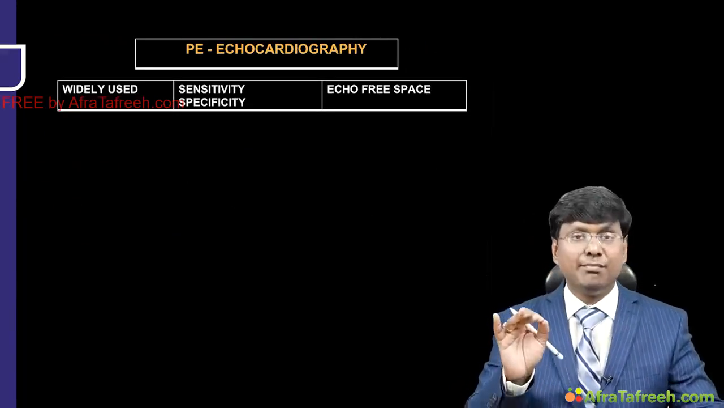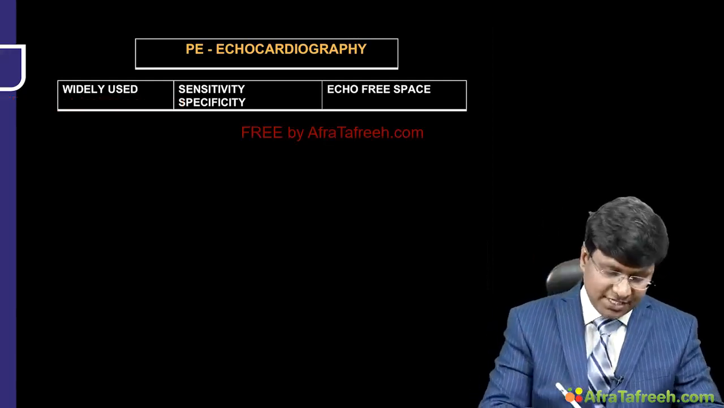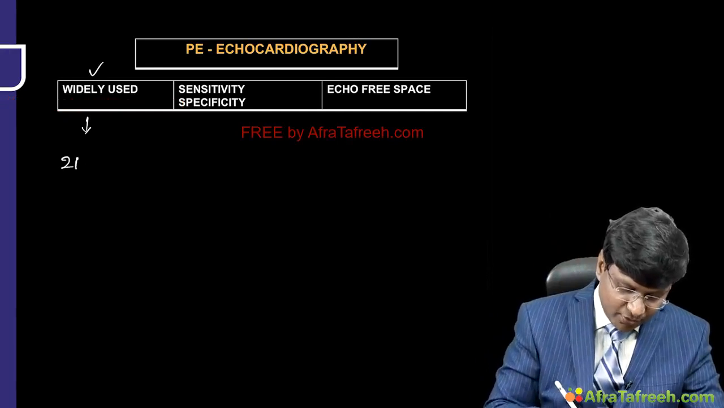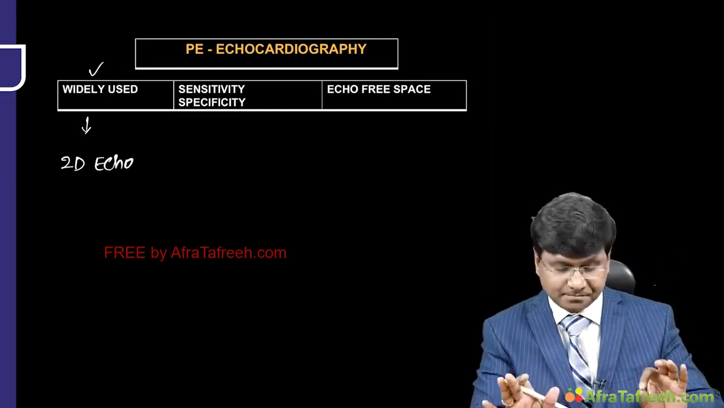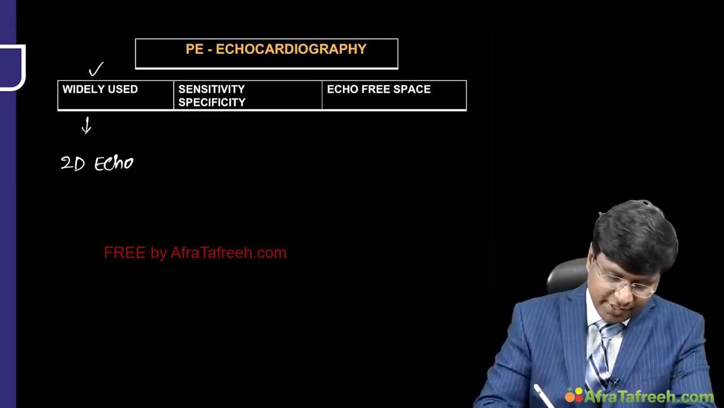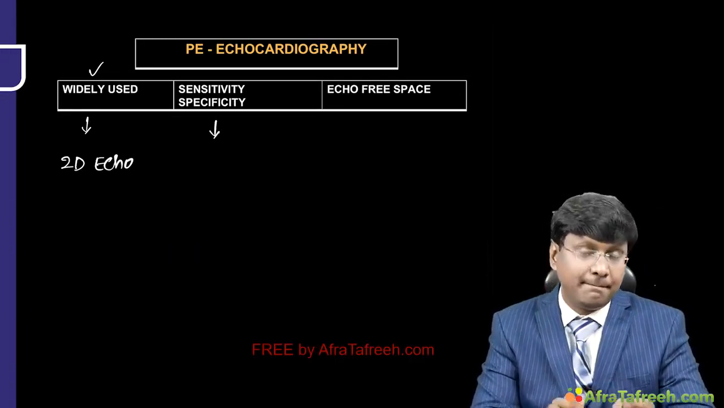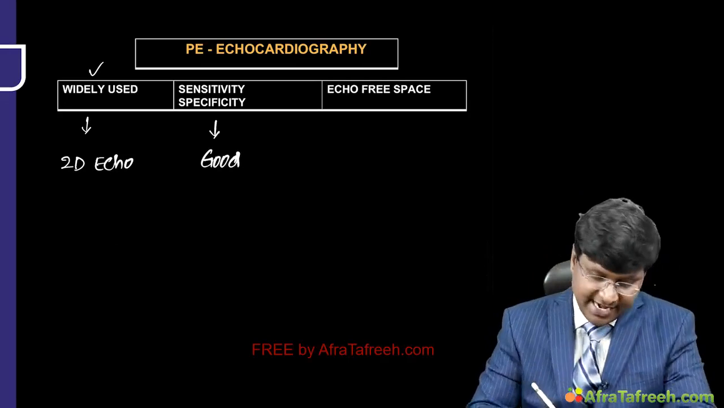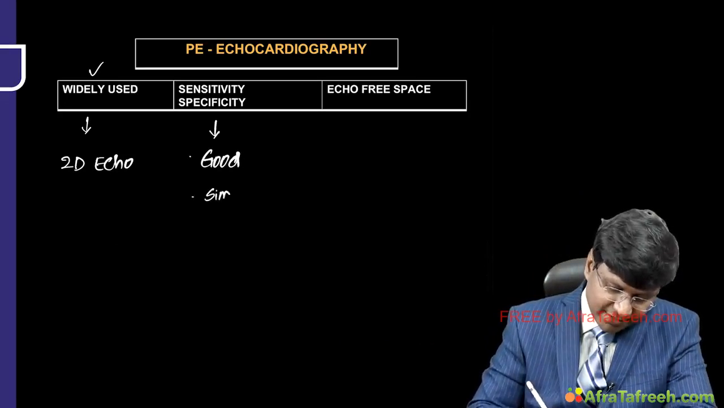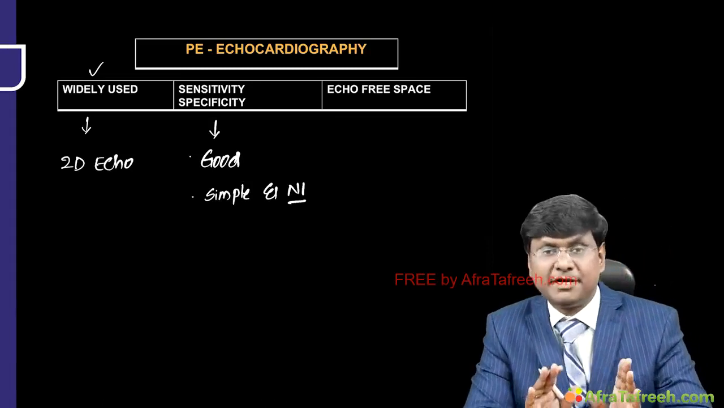But what is the most widely used investigation for diagnosing pericardial effusion? That will be your 2D echo. It is the most widely used imaging technique for picking up pericardial effusion. The sensitivity and specificity for diagnosing pericardial effusion by 2D echo are both very good. It is a simple and non-invasive investigation, and it may be performed at the bedside.